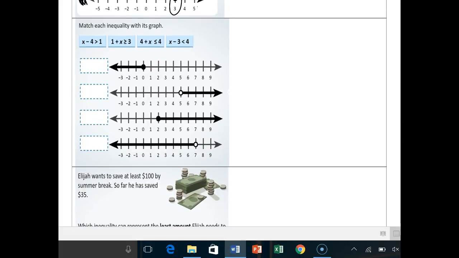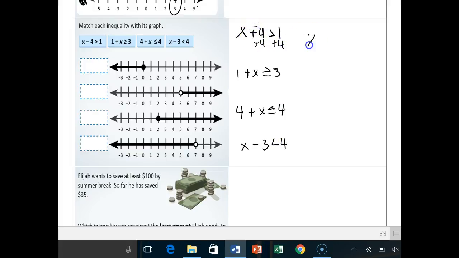All right, here it says match each inequality with its graph. So let's solve these off to the side. x minus 4 greater than 1, 1 plus x greater than or equal to 3, 4 plus x less than or equal to 4, and then x minus 3 less than 4. So this one, if I add 4 to both sides, you'll have x greater than 5. So you want an open circle pointed right. If I add negative 1 to both sides, you'll have x is greater than or equal to 2. So you want closed and to the right.